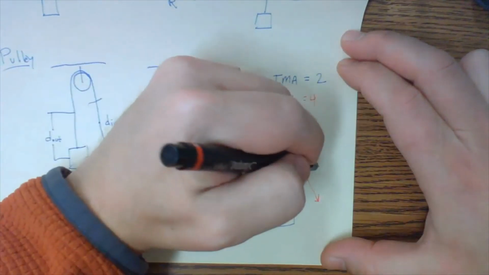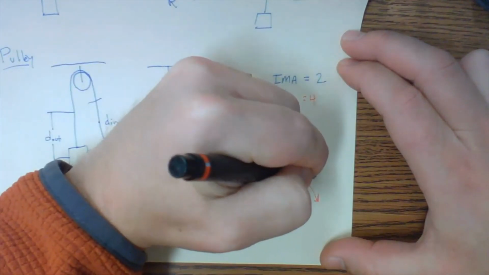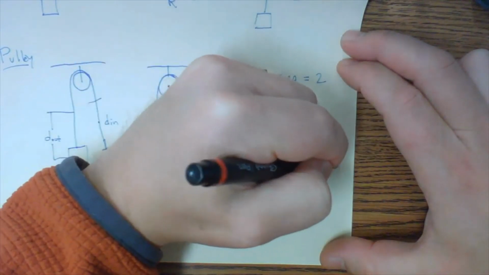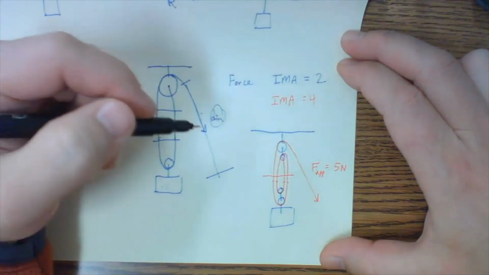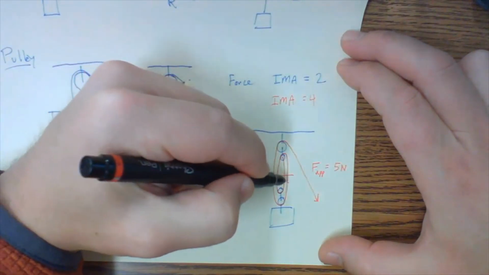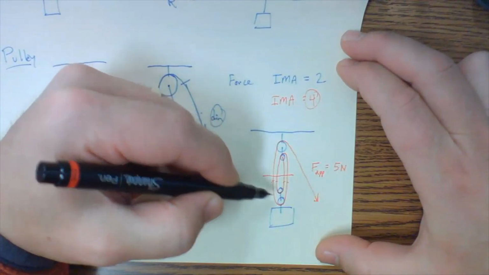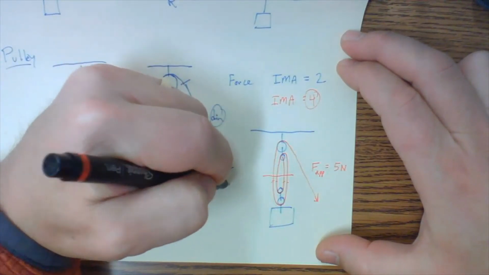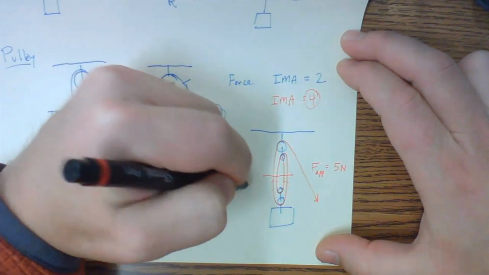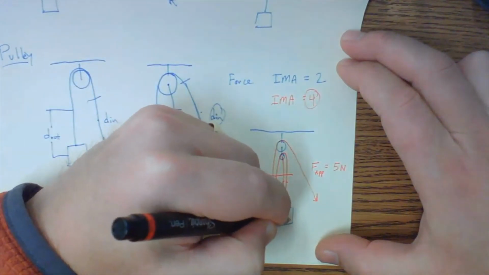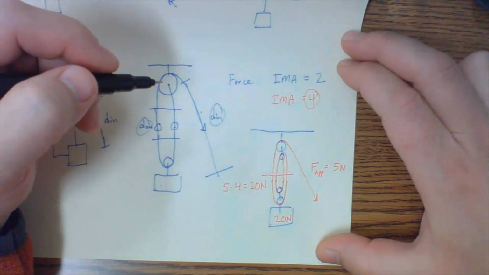So this is going to be my applied force. Maybe my applied force is going to be 5 newtons. I'm going to pull with 5 newtons. That means that that IMA of 4 lets me lift 4 times as much weight. So really I can do 5 times the IMA, so I can get 20 newtons is what I can lift with this setup. Okay, so that's the way that I can look at that.